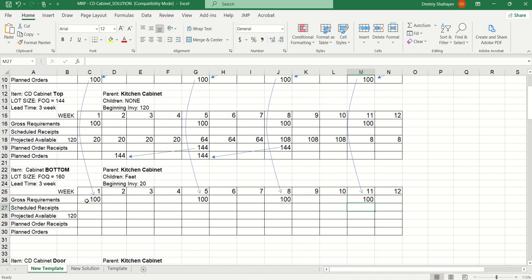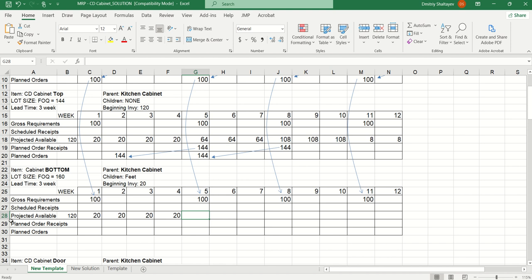So we are starting week 1 with 120 finished bottoms sitting in the inventory in the warehouse. In week 1, I'm going to use 100 out of this 120, which will leave me at the end of week 1 with projected 20 units. So for week 2, no production of the cabinets is scheduled. So I still have 20, 20, 20. Week 5 comes along. I need 100 bottoms, but I don't have enough. I have only 20.